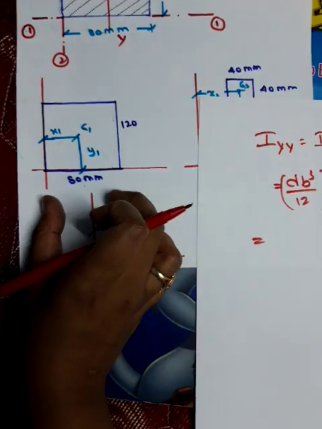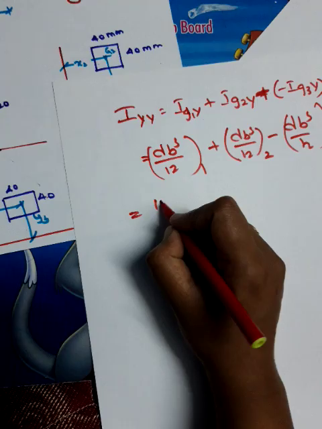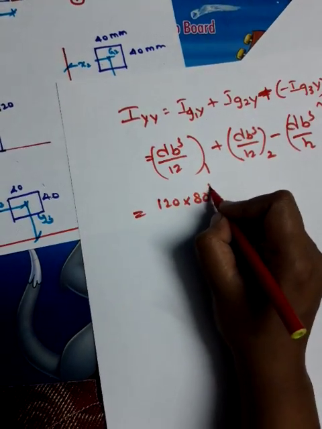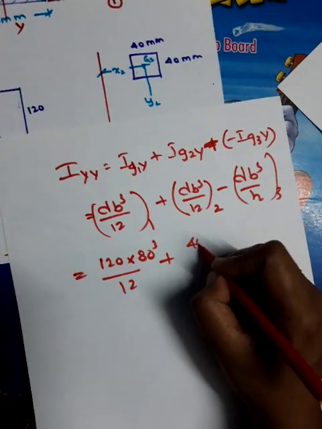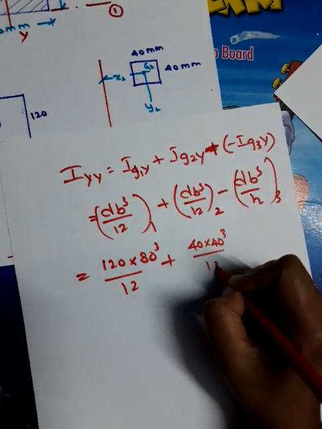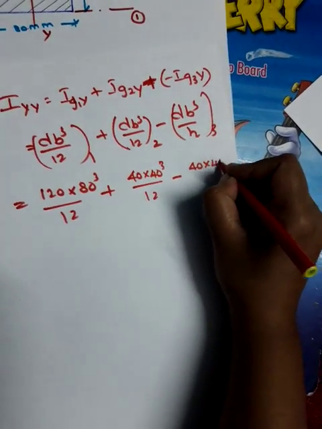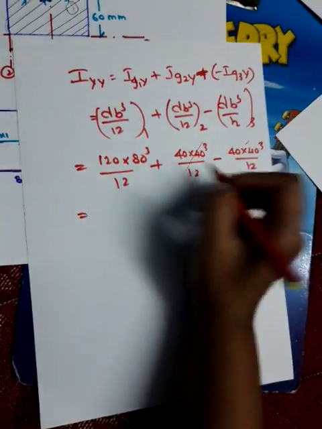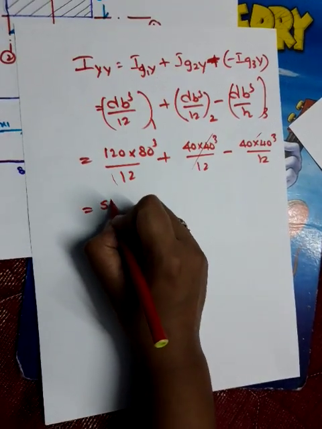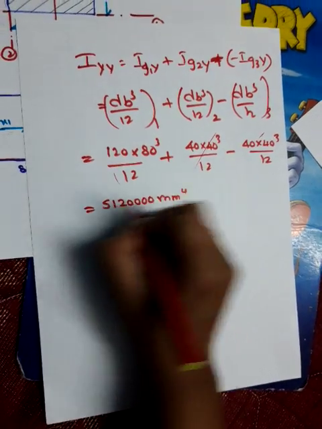For the first area, the width is 80 and the depth is 120. So d is 120 and b is 80. For the second figure, both are the same, 40 by 40. Even for the third figure, both are the same, 40 by 40. So you just add; anyhow these two will cancel, and this value would be 512,000 mm to the power of 4.